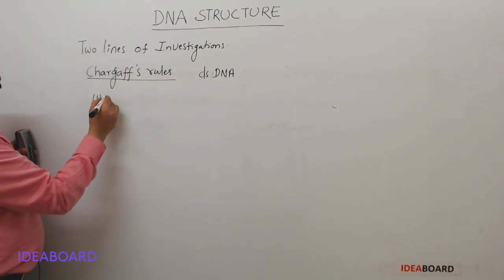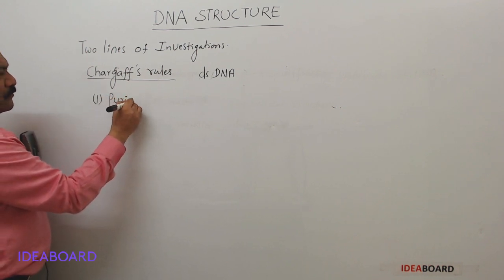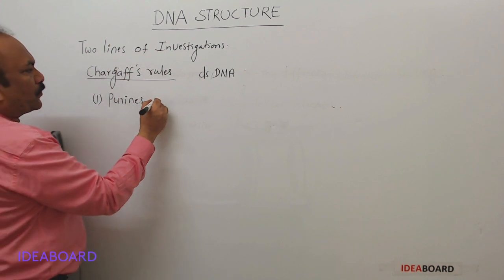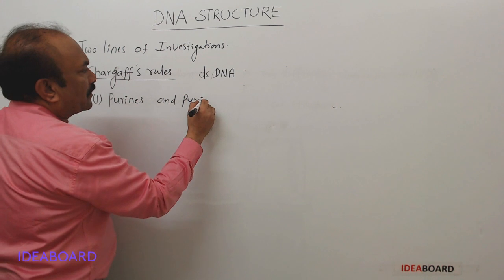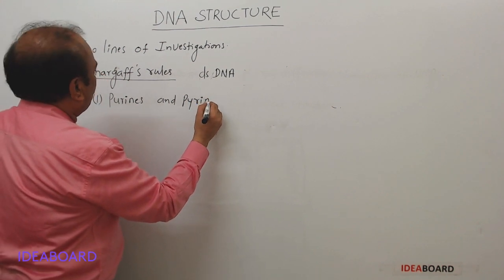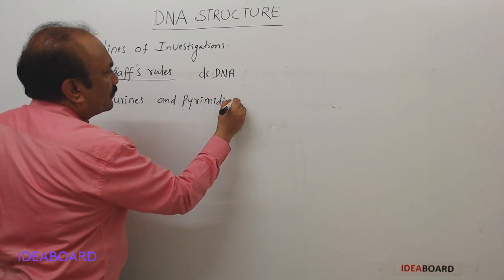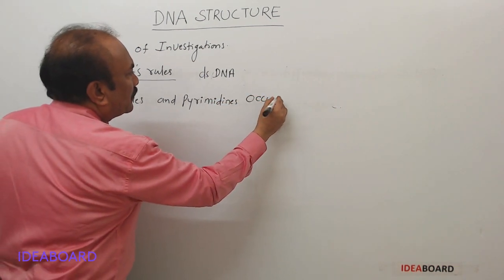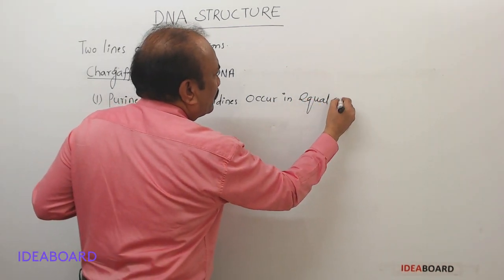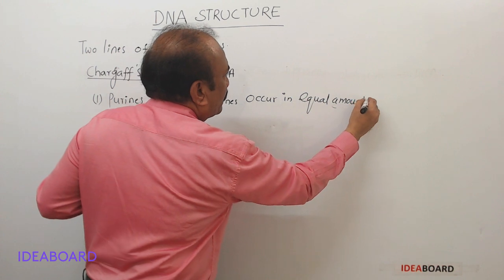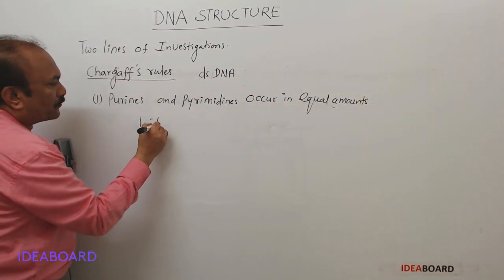One is that purines and pyrimidines occur in equal amounts. That is, a 1:1 ratio.